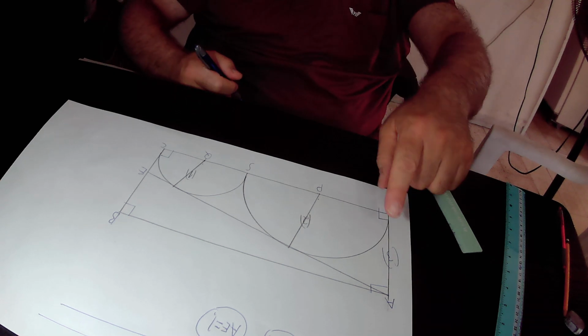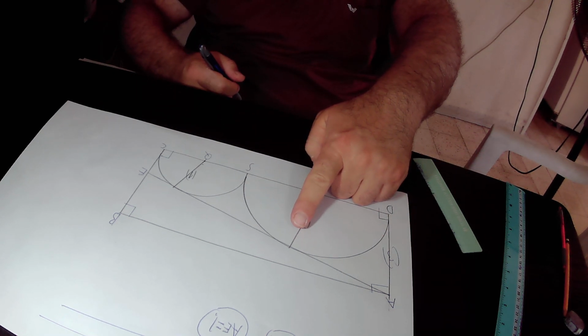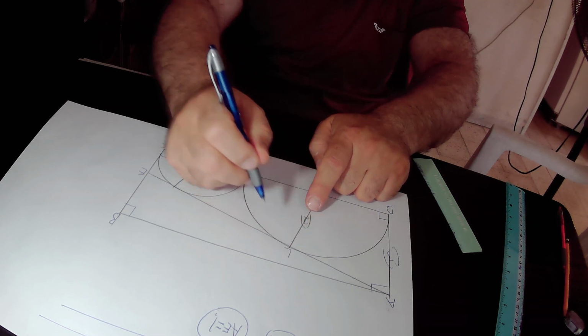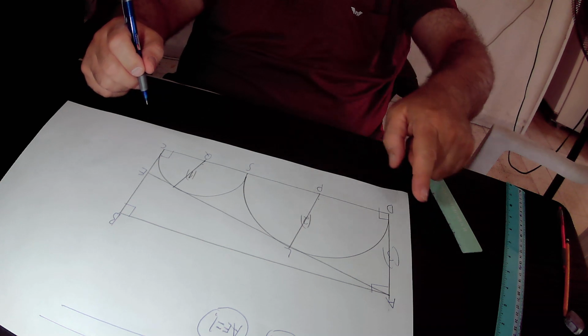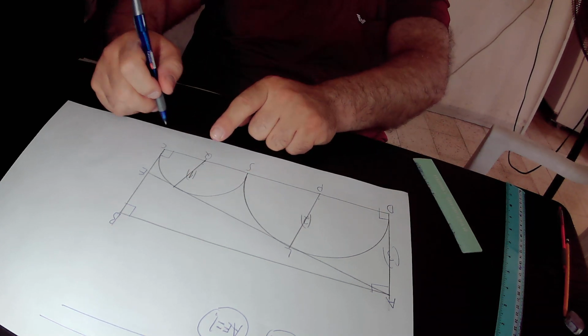We will define the point of tangency of tangent AE with this big semicircle. This point is point L. And finally, we will define the point of tangency of tangent AE with this small semicircle. This point is point G.